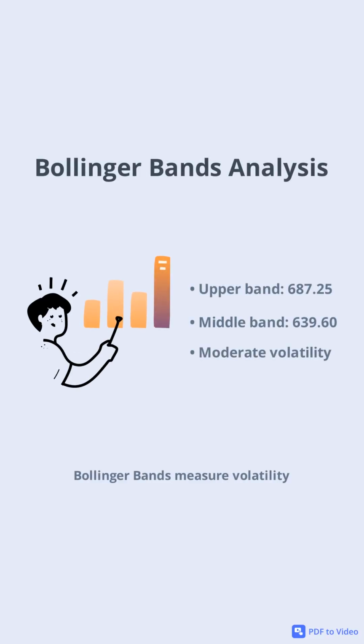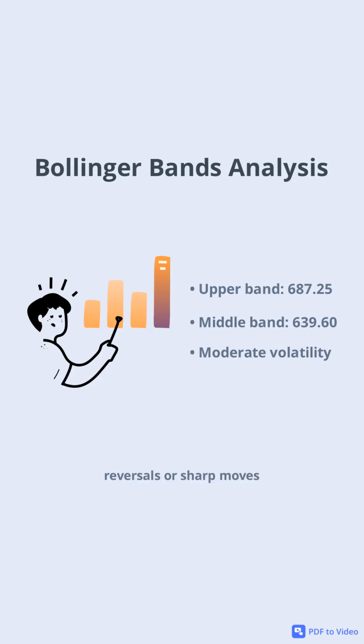Bollinger Bands measure volatility and potential breakout zones. For Meta, the upper band is at 687.25, the middle at 639.6, and the lower at 591.96. The current price is near the middle band, suggesting a neutral stance. The band width is 0.149, indicating moderate volatility. When prices approach the upper or lower bands, it often signals overbought or oversold conditions, which can precede reversals or sharp moves.